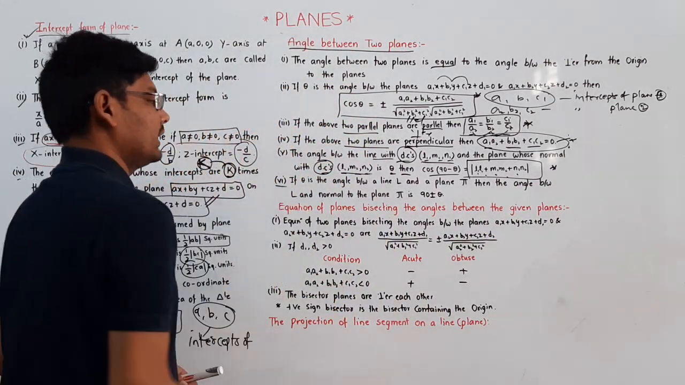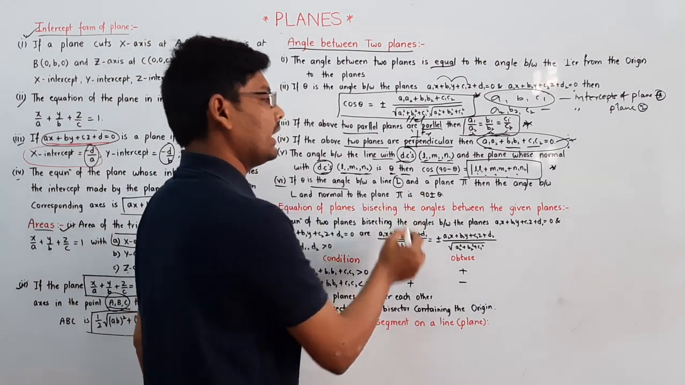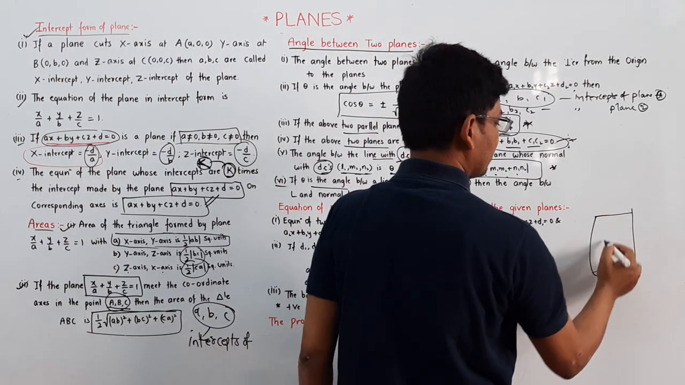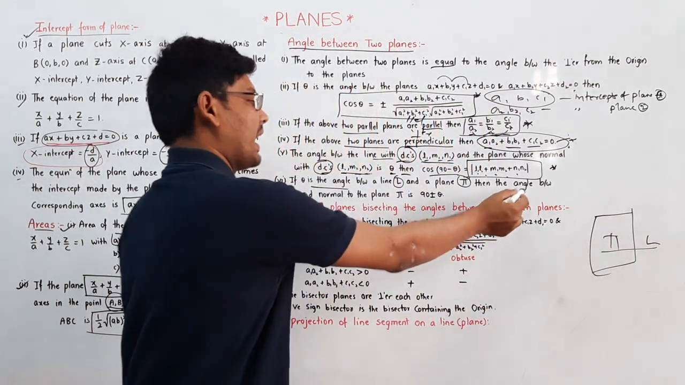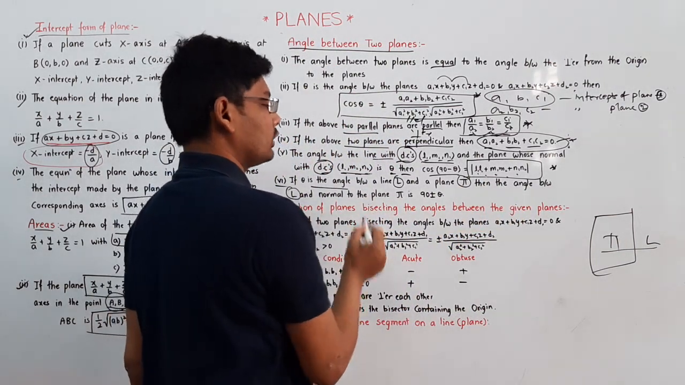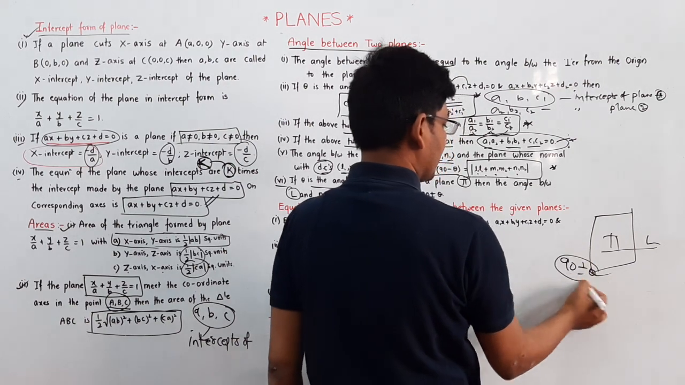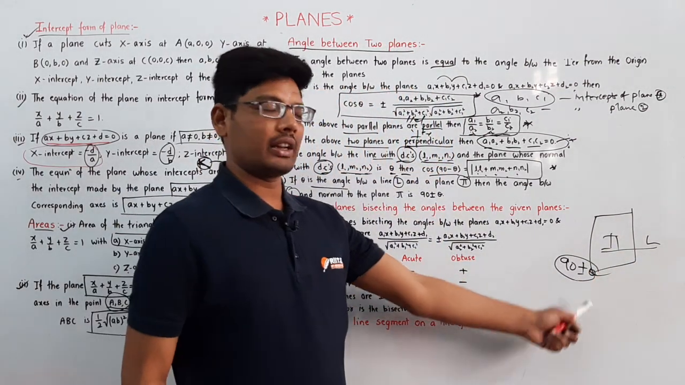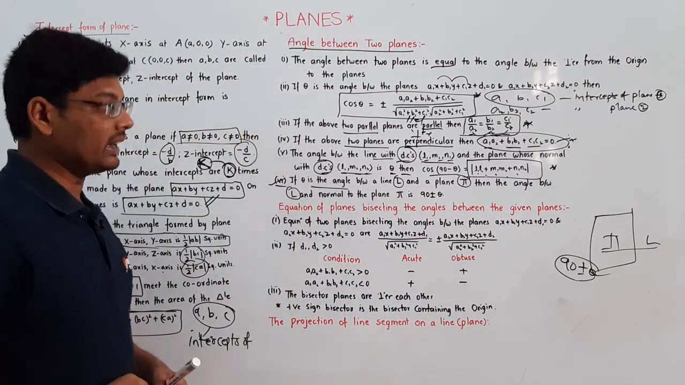Now the fourth point is, if theta is the angle between a line l and the plane phi, this is the plane phi and the line l. Now the angle between the line and the normal to the plane phi is 90 plus or minus theta. The angle between the line and the plane is 90 plus or minus theta. This is the point about the angle between a plane and a line.